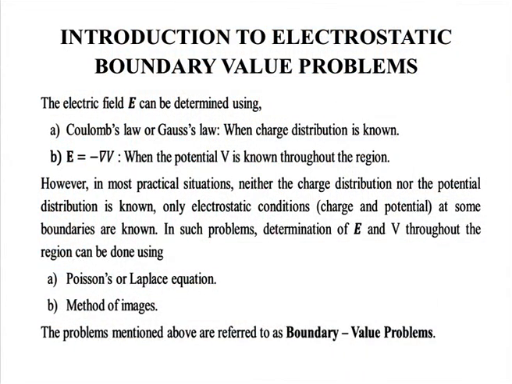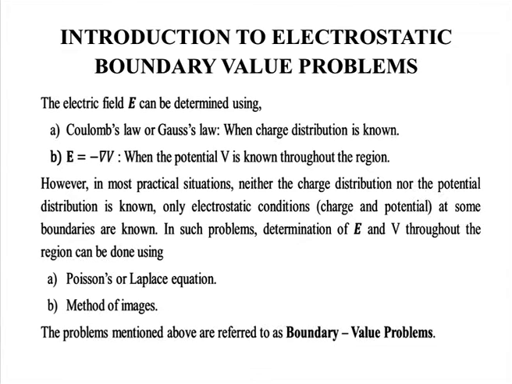Next, we have the boundary value problems. Now, the electric field can be determined by two methods. One, by Coulomb's law or Gauss's law when the charge distribution is known, and the second method is E is equal to minus gradient of V when the potential V is known throughout the region.